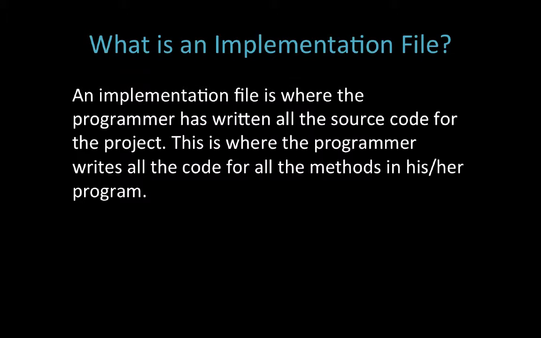So what is an implementation file? Programmers may throw this term around. An implementation file is where the programmer has written all the source code for the project. This is where the programmer writes all the code for all the methods in his or her program. So source code is basically everything that makes the app work. So the implementation file is very, very important.